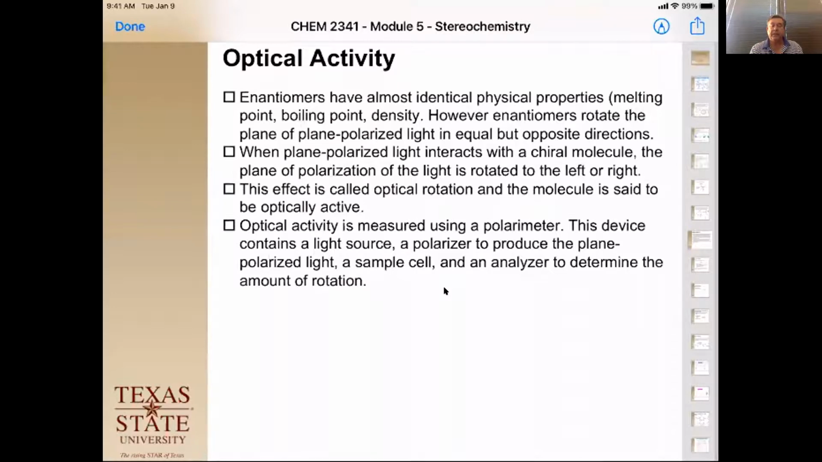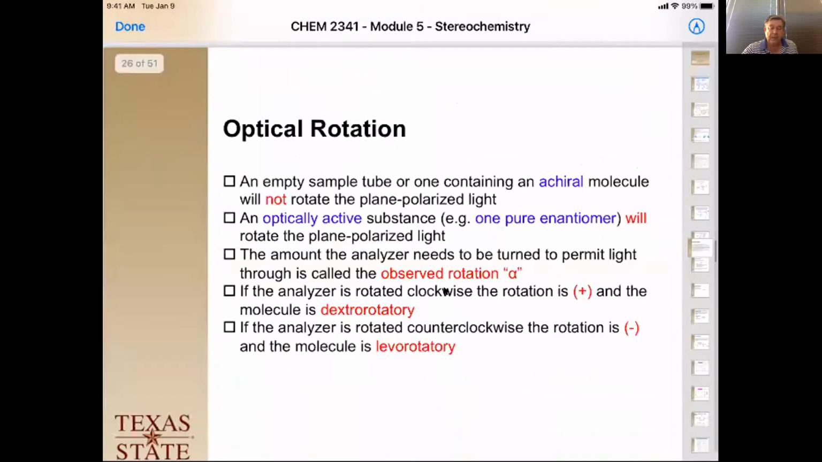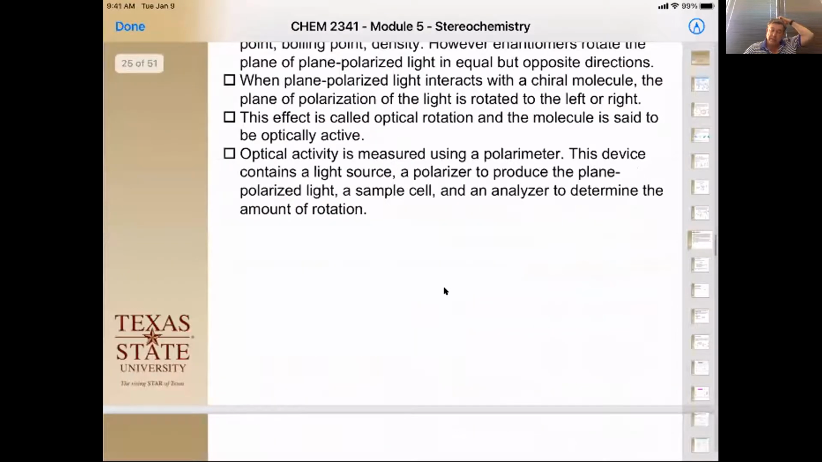Equal intensity, but opposite direction. Okay. So we use this by measuring it in what we call a polarimeter. A polarimeter is basically a cell that's 10 centimeters long, with a light source and a polarizer, and then a filter at the other end. The filter at the other end, you want to get it as bright as you can.